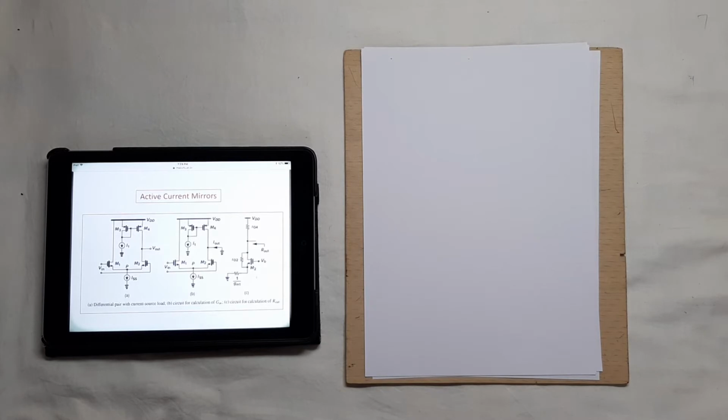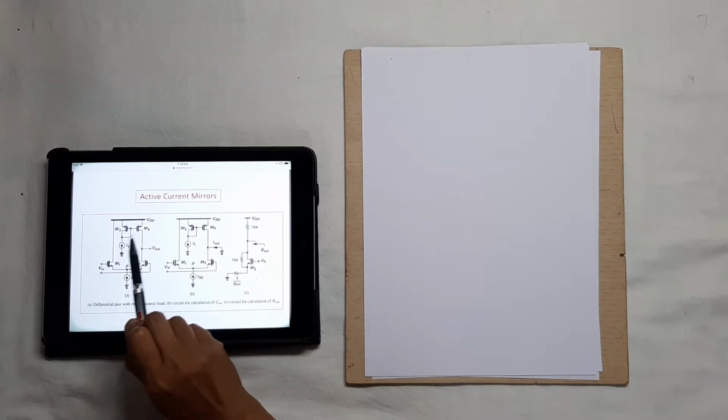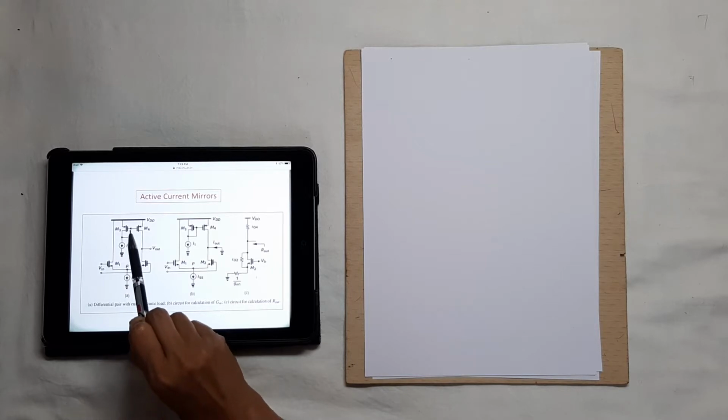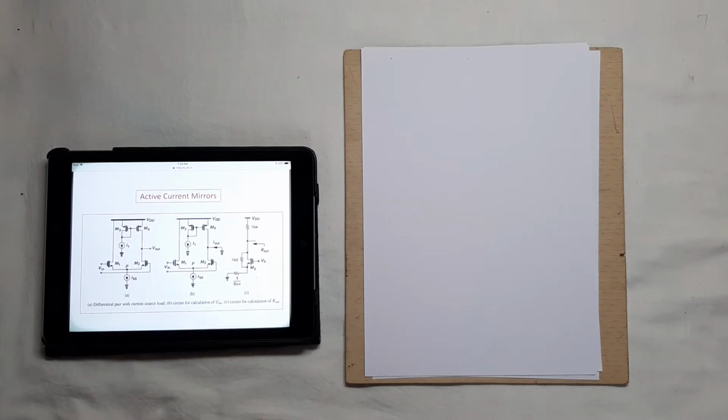Hello everyone. In this session, we will study the active current mirrors. Now see this circuit. This circuit consists of two transistors with a current source I1. Since it is a mirror arrangement, the same current flowing through this transistor will flow through the transistor M4.